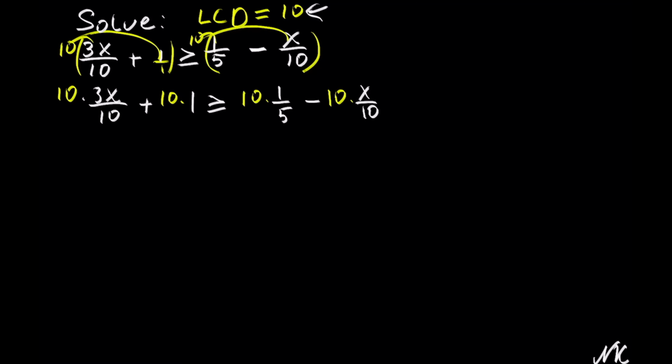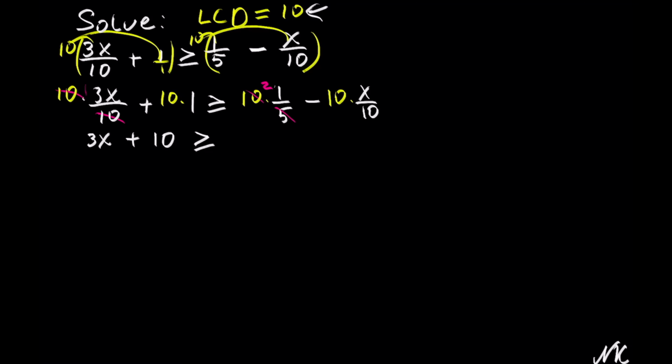So let's reduce each fraction. We have 10 times 3x out of 10. 10 and 10 will cancel into 1. So we get 3x from the first fraction plus 10 times 1. 1 was a whole number, so we get 10. Is greater than or equal to, we have 10 times 1 out of 5. We can cancel 5 and 10. 5 goes into 10 two times.